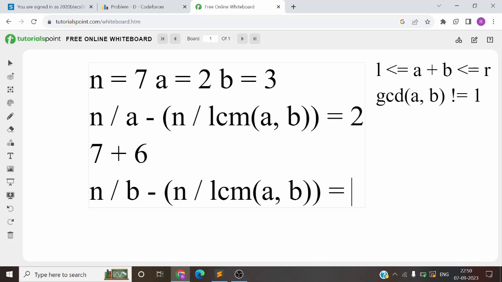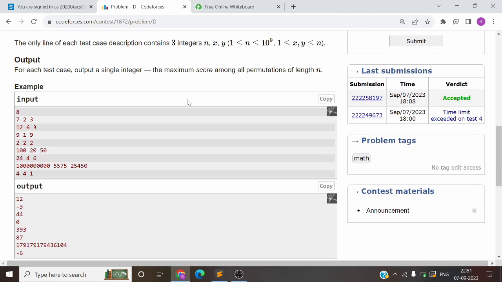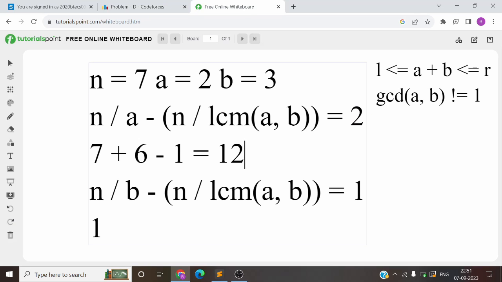अब n by b कितना होता है? n by b 7 by 3 is 2 and 2 minus 1 कितना हो जाता है? 2 minus 1 is 1. So we just need to take one value which is 1. So our answer will be 7 plus 6 minus 1. So it will be 12. So is the answer 12? Yes, it is 12. So similarly you need to do the same.